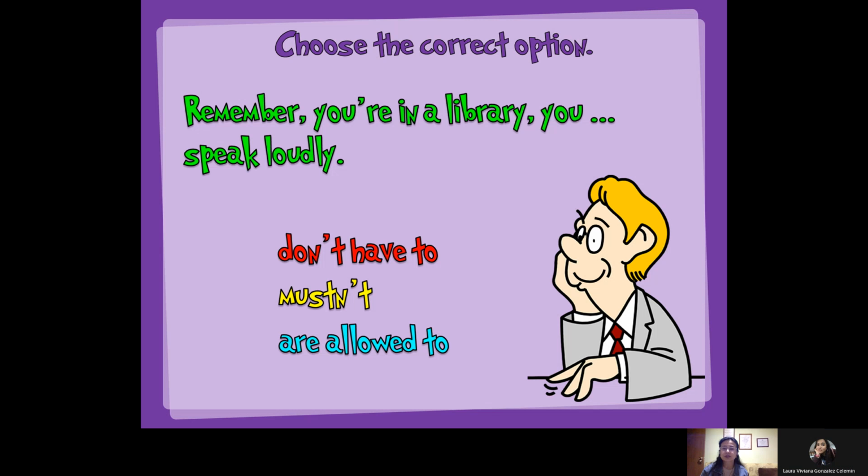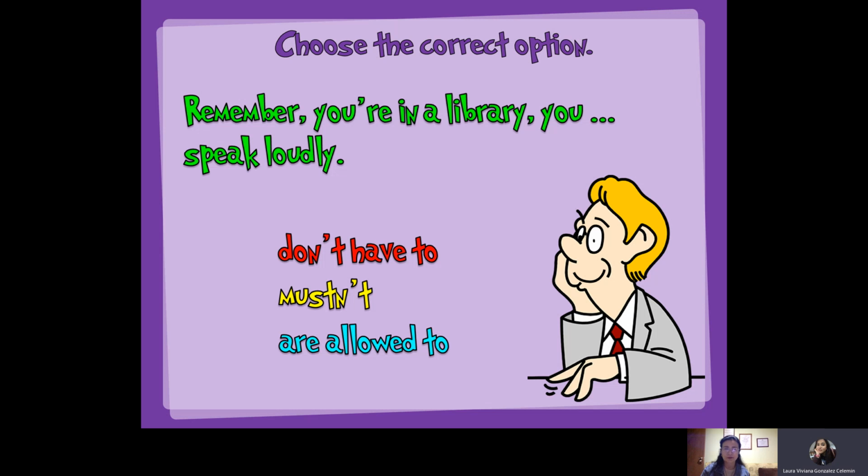Yes, go ahead. What do you think is the appropriate modal? Don't have to, mustn't, or are allowed to? Read the complete sentence. Can you read the complete sentence, please?